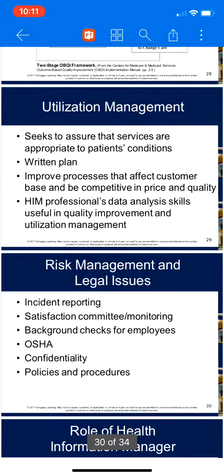All right, moving over to utilization management. Utilization management focuses on monitoring the increase and decrease in the utilization of services provided to patients. Utilization management seeks to assure that services are appropriate to the patient's conditions. For example, a patient may be receiving skilled nursing services for a terminal disease. Offering social and mental health services to such a patient is typical for proper utilization. A home care agency may have separate written plans for quality improvement and utilization management.